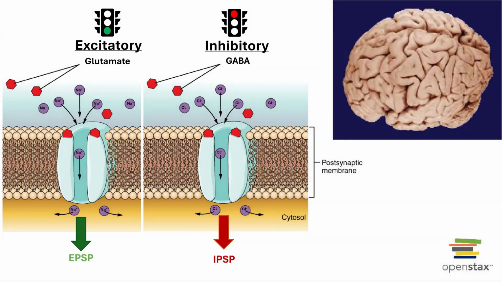We can think of these two neurotransmitters as being analogous to traffic signals. Glutamate is like the green light of the brain that stimulates neurons to speed up signaling by producing excitatory postsynaptic potentials that lead to action potentials. GABA is like the red light of the brain that slows down neural communication by producing inhibitory postsynaptic potentials.